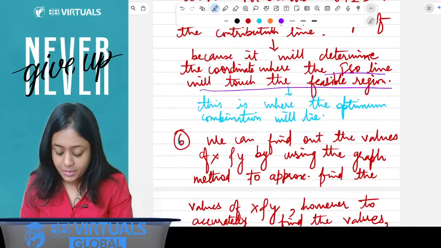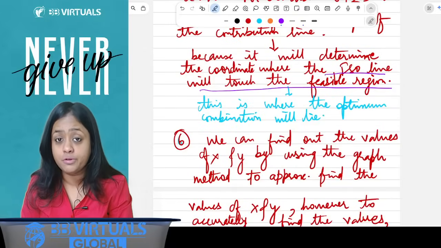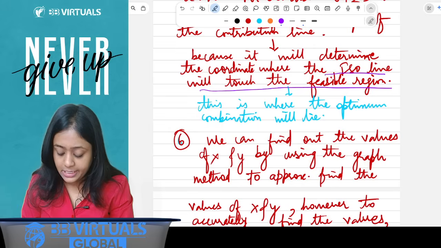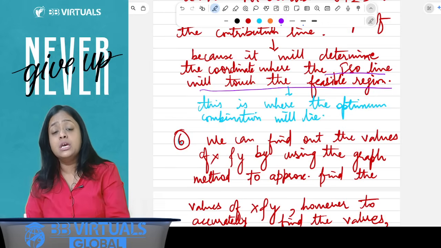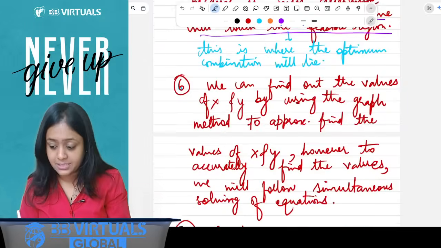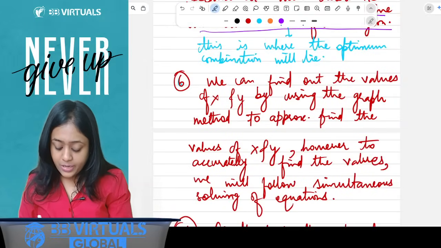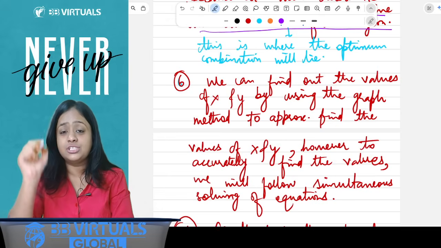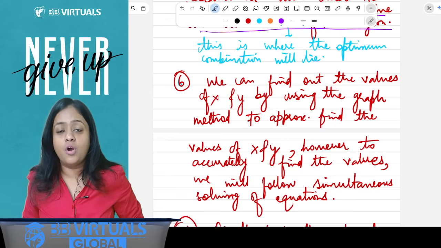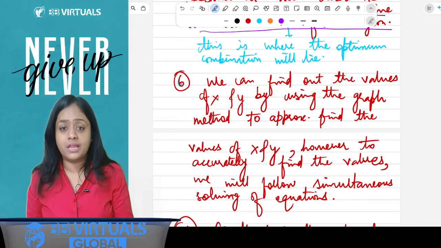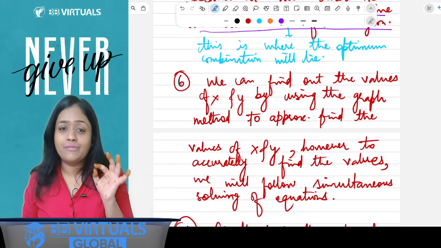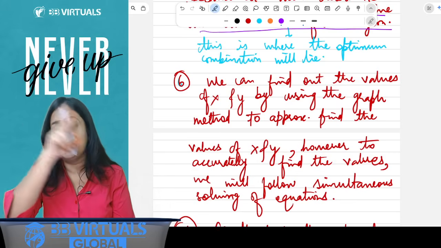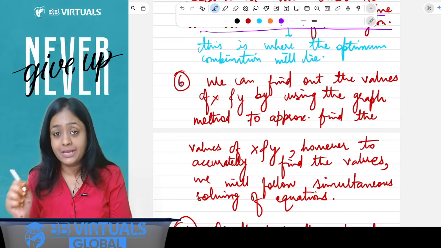Like I told you, the slope of the iso contribution line will determine the coordinates where the iso line will touch the feasible region, and that coordinate is the point where your contribution is maximized. Now we can find the value of x and y by using the graph method. The graph method is just trying to approximate the values on the graph for x and y, which is generally not recommended. But when you're doing a section B or A question where you just have to select the correct option, you may just get an approximate idea from there. So that can be the answer then.